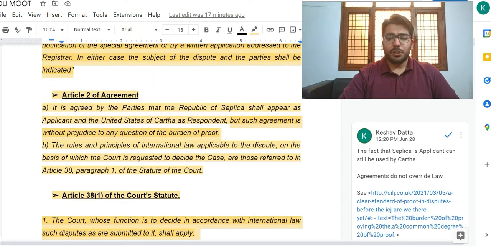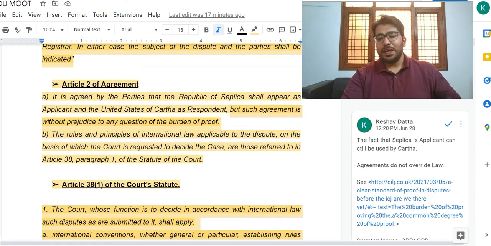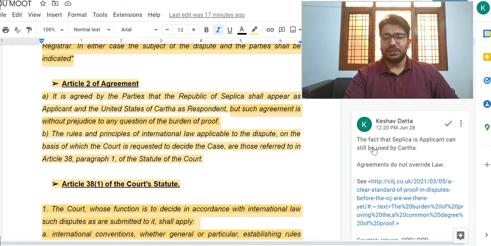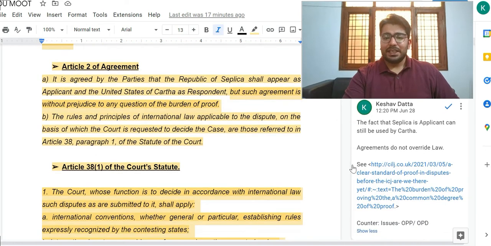And therefore the burden of proof is not upon me. Even though it is specifically mentioned that without prejudice to any question on burden of proof, still an argument can be made, which you can see in this comment box, is that agreements do not override law. If the law says that the burden of proof is on the applicant or the plaintiff, then by a specific agreement you cannot override that law.